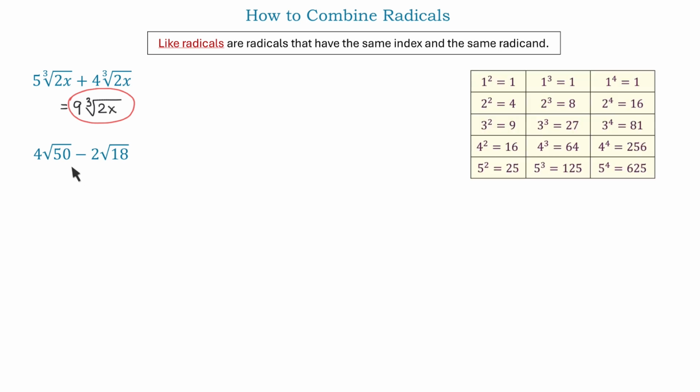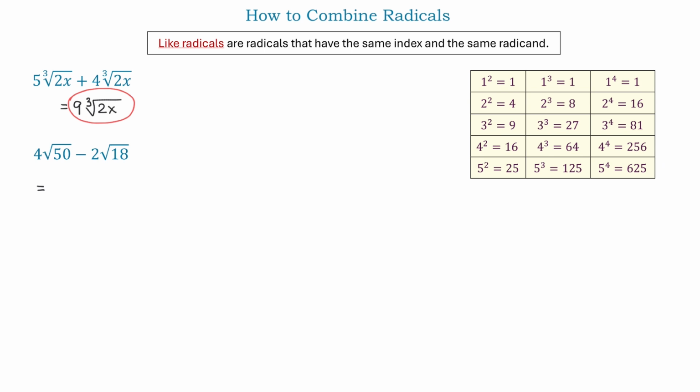Notice that none of these numbers are perfect squares, and to simplify these radicals, we need to write each of these numbers as a product of two numbers, where one of the numbers is a perfect square. In this table, if we look at the first column, we see number 25 that is a perfect square, and it is a factor of 50. Also, number 9 is a perfect square, and it is a factor of 18.